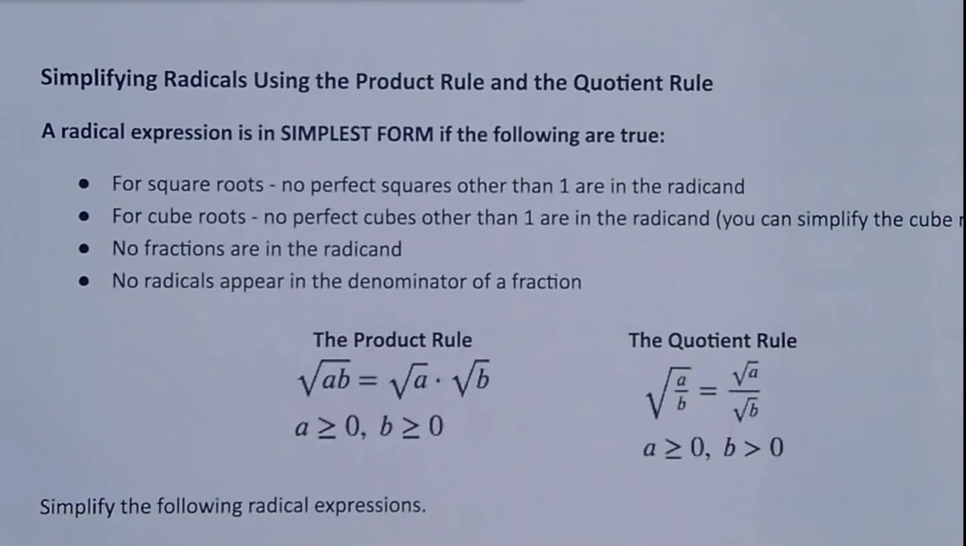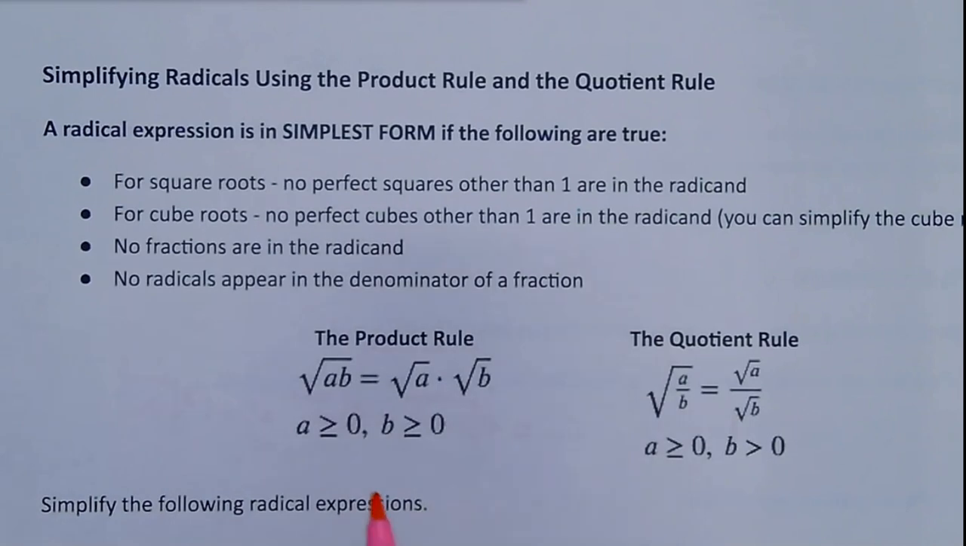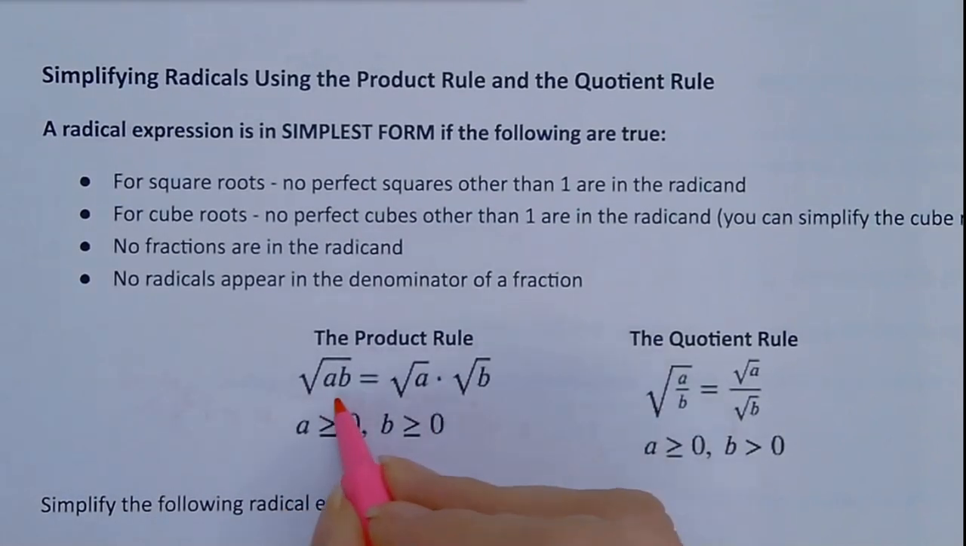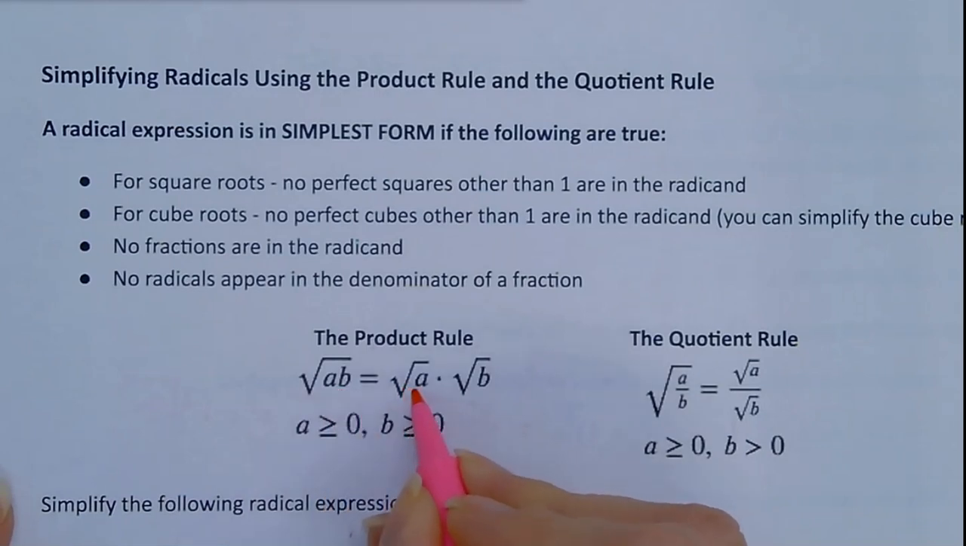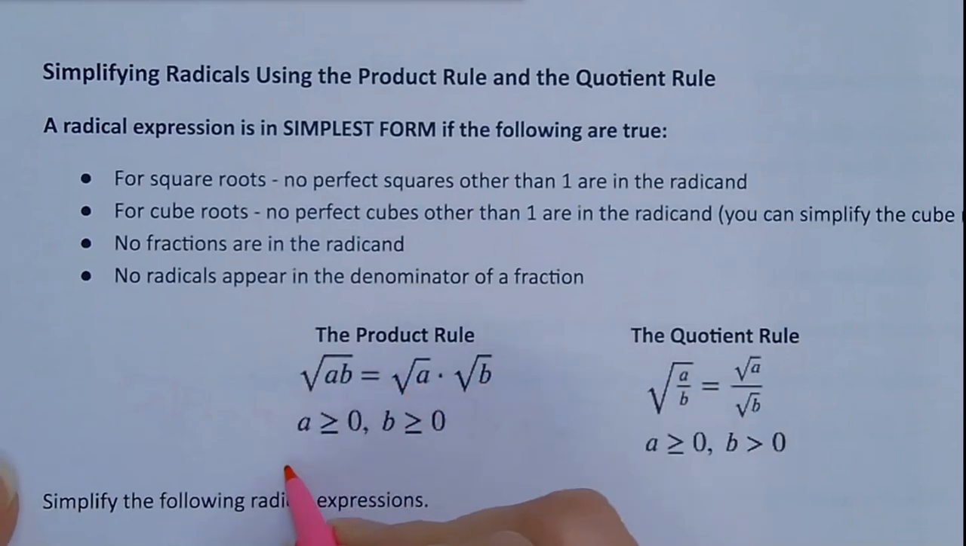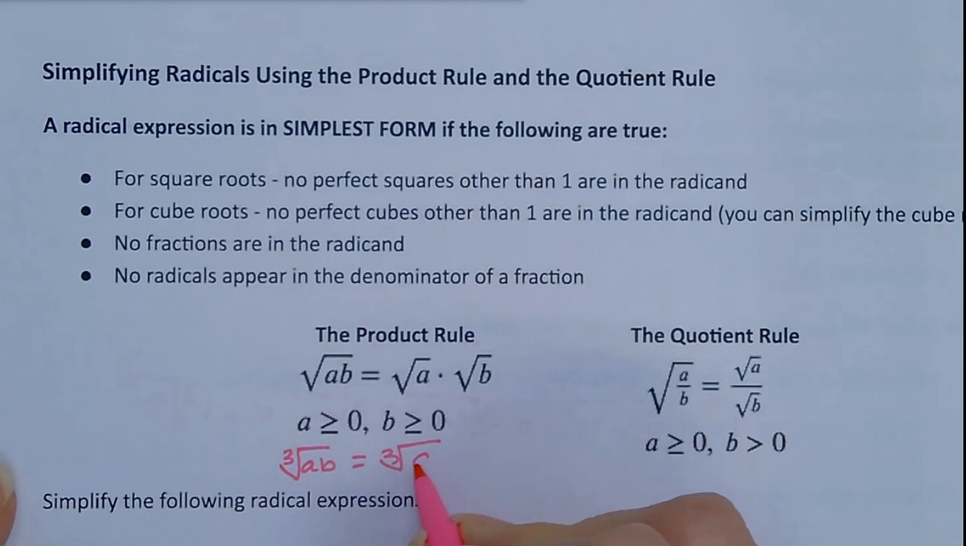There's one more piece of information I have to give you. I told you the product rule, and this works for cubes also, right? The square root of a times b is the same thing as the square root of a times the square root of b. It's the same thing as cube root. I can break that up. It's the cube root of a times the cube root of b. So both of those things are true.